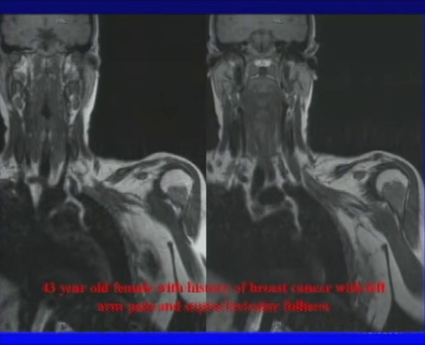This is a 43-year-old female with history of breast cancer with left arm pain and supraclavicular fullness. I read this case on a Friday afternoon. One of my colleagues was sort of like, you like the brachial plexus, can you take a look at this case? And I'm like, okay, fine.